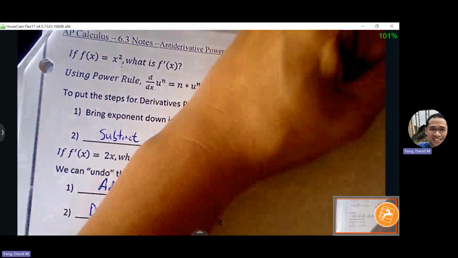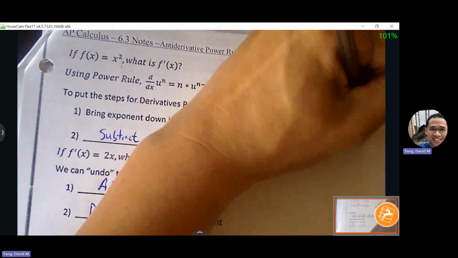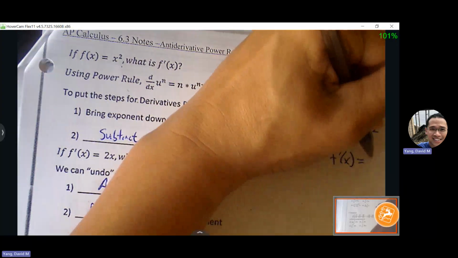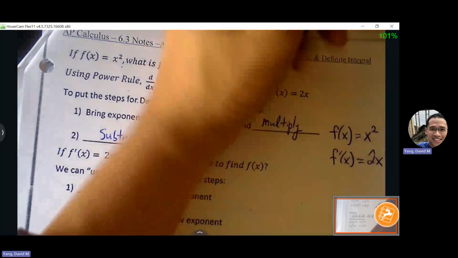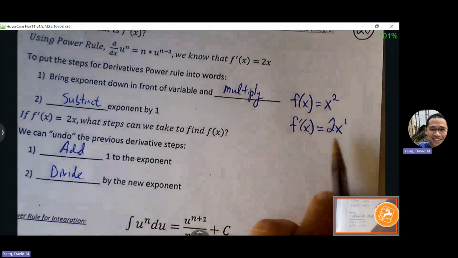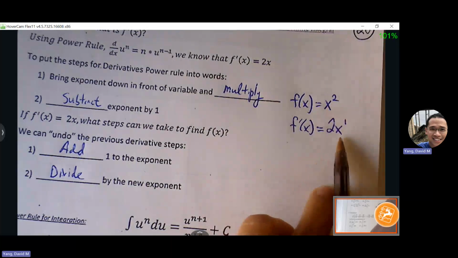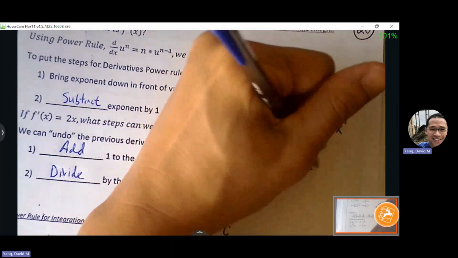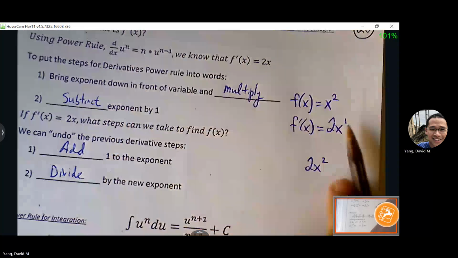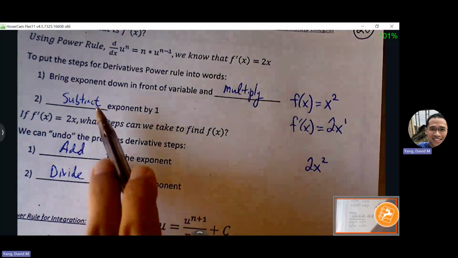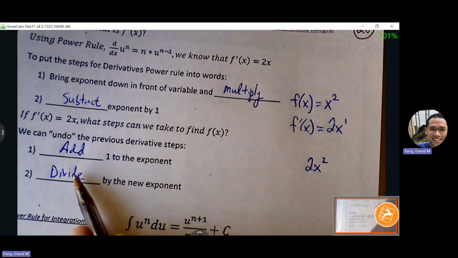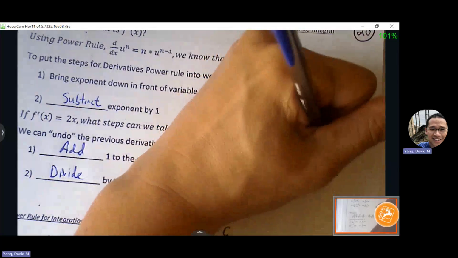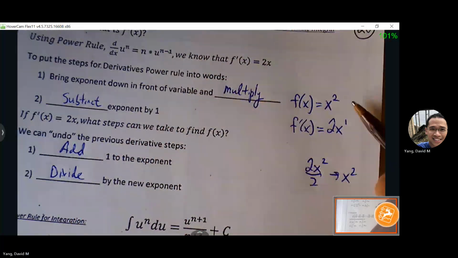So here's an example. Let's say my function is x squared. My derivative is just going to be 2x to the first power. So if I'm trying to get from 2x to the first power back to x squared, instead of subtracting, I'm going to add. So I'm going to get x squared. And then instead of multiplying, I'm going to divide. So I'm going to take that exponent and divide it out. And that will bring me back to where I started.